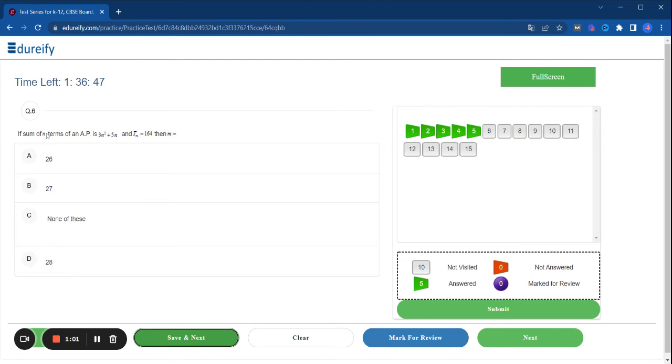So the sum of n terms of an AP is this and T is this, then M.